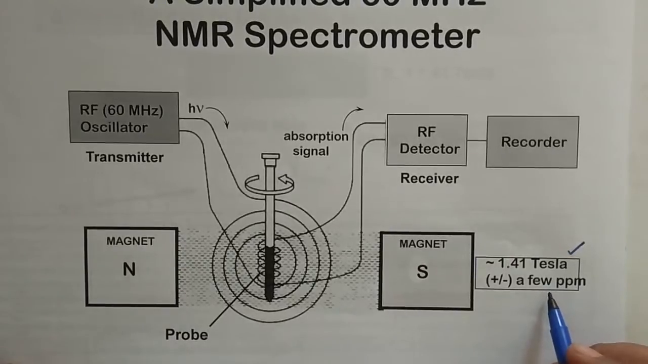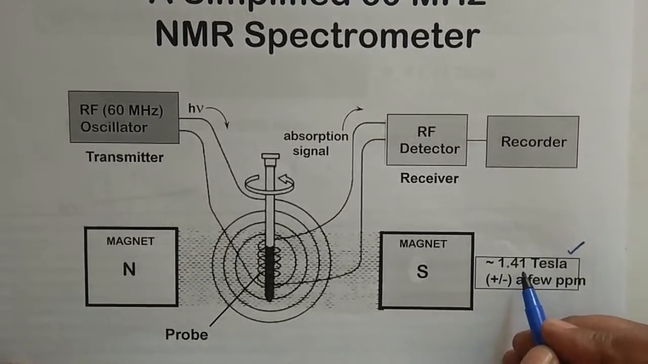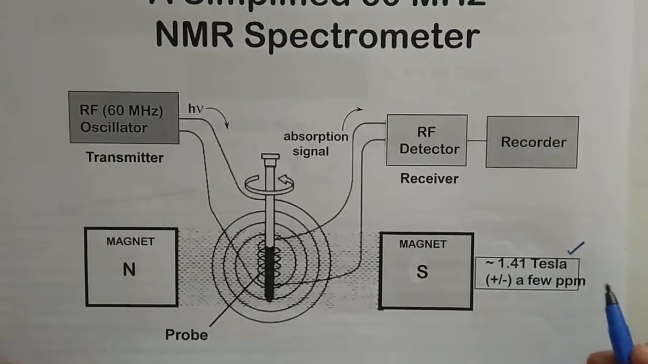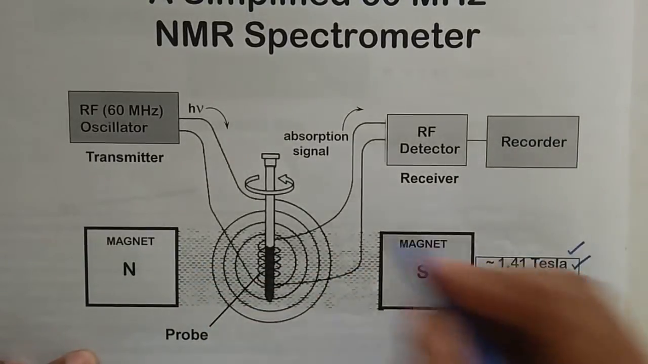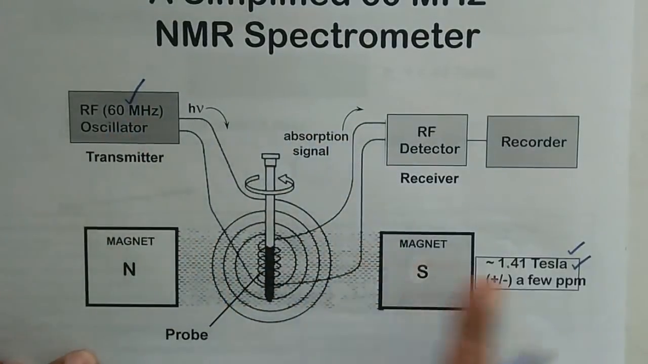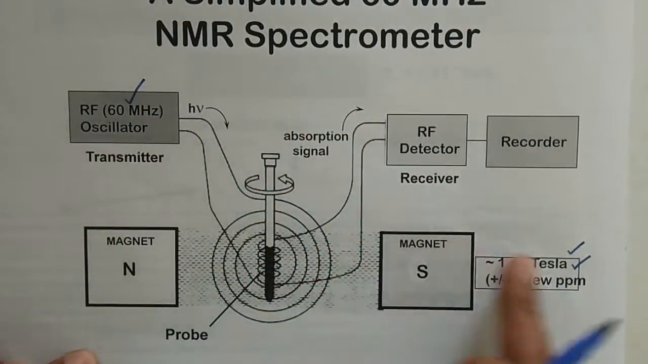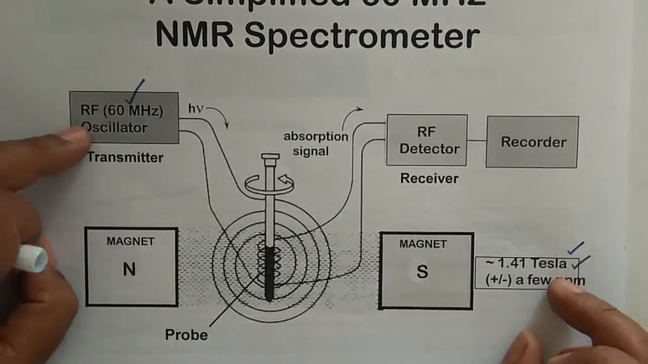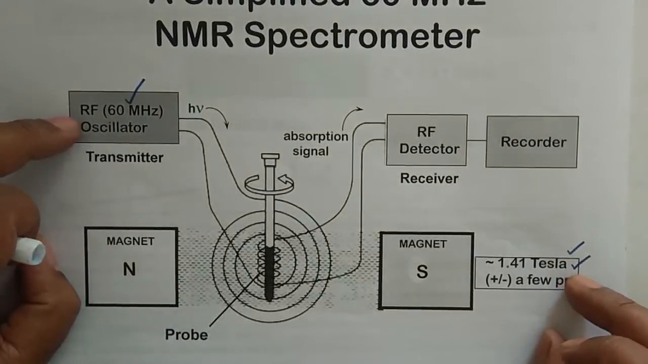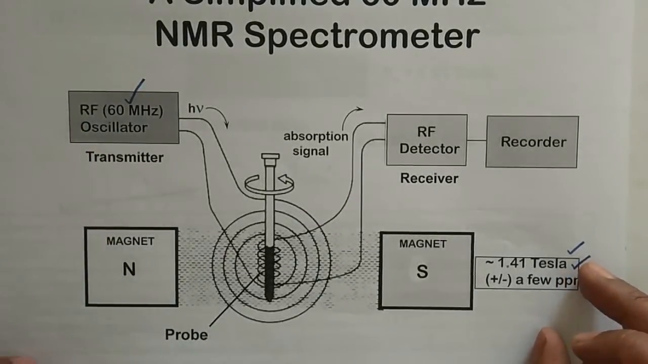ppm is the parts per million. It is the scale of the NMR spectrum, and this 1.4 Tesla you can easily convert into megahertz also. It is your homework. You can try to convert this Tesla into megahertz, and you can find whether they correspond to the same thing or not. If you are not finding the result, then you can comment in the comment section. I will provide the explanation in some other video.